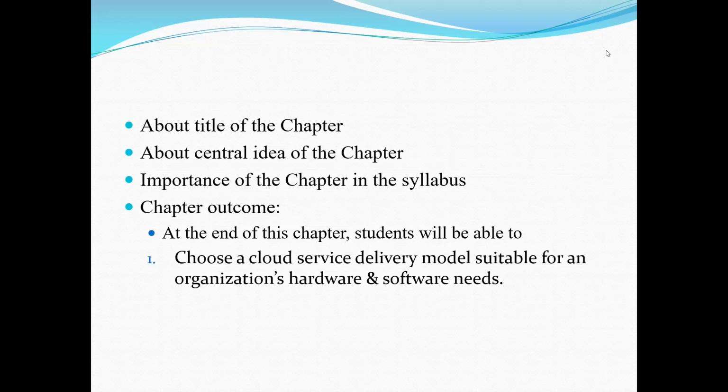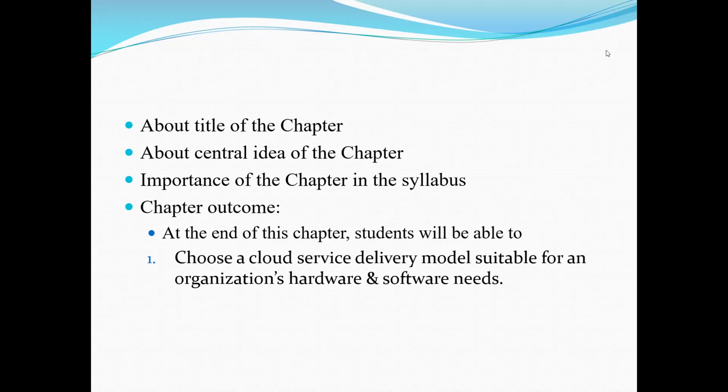Then the importance of the chapter in the syllabus of our course, why it is there. As we are going for this particular subject, cloud computing, you should have a brief idea about what it is exactly: its definition, its history, overview, benefits, and all these basic things you should be aware of. That's why this introductory chapter should be included in your syllabus. This is the importance of this chapter.